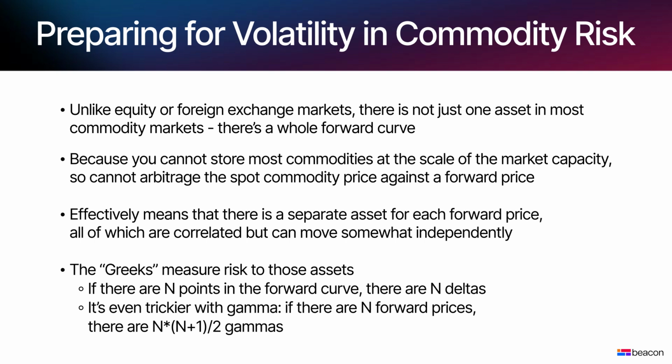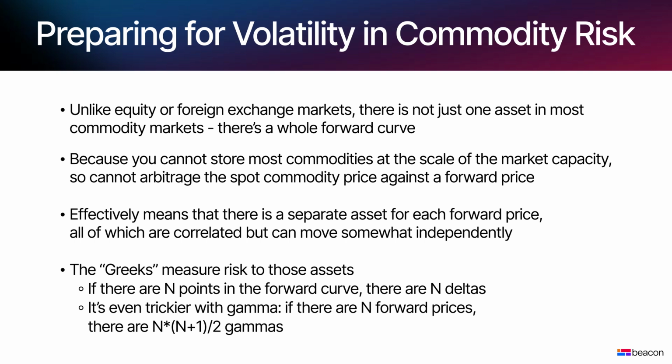It gets even trickier for other Greeks like gamma. Gamma expresses how much your delta changes as the underlying asset price moves. That's important for things like options risk. So if there's n futures prices, there are n regular gammas. One of them would be your gamma to the June 23 price, which means how much your June 23 delta changes when the June 23 futures price moves.